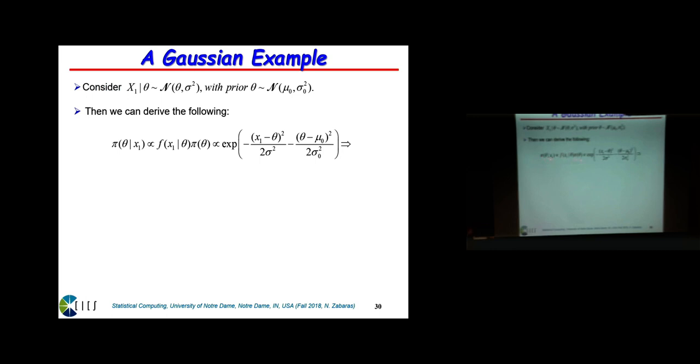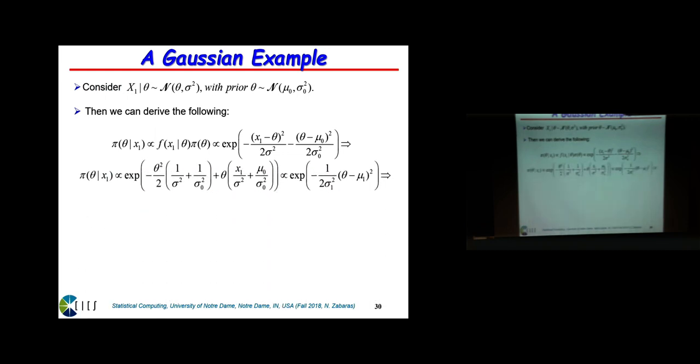Theta. So we need a Gaussian in theta, which means the square exponential term should be e to the minus theta minus something squared divided by 2 times some variance term, correct? So we need to put these two terms together as one term that is theta minus something squared. Okay? So if you expand those two terms and you rearrange, this is what you get.